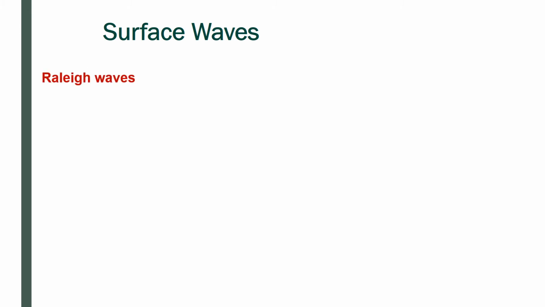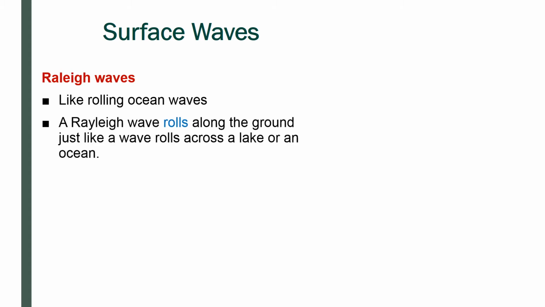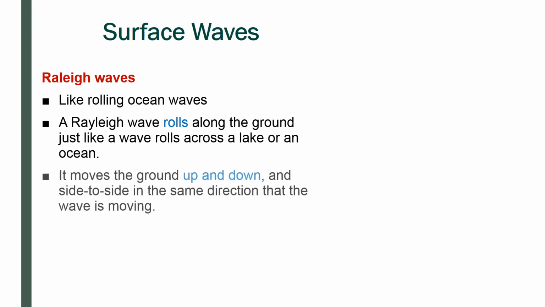Second type of surface wave is called Rayleigh waves, also after the discoverer of this type of waves, and they move like rolling ocean waves in elliptical shape. They roll along the ground just like a wave rolls across the lake, from up and down, or from down to up. And their amplitude is really high at the surface, and they decrease downward. They move ground up and down and side to side in the same direction that the wave is moving.